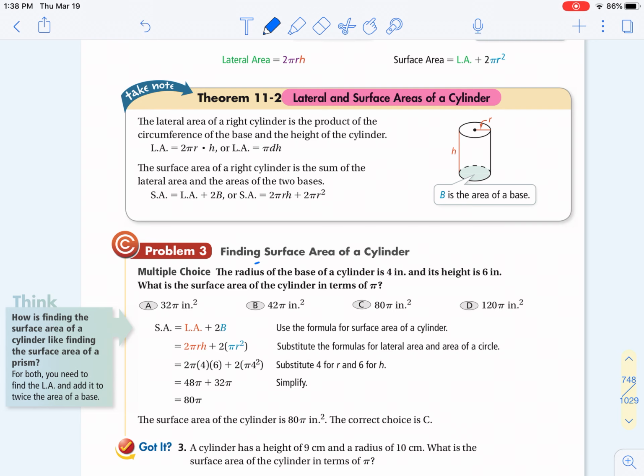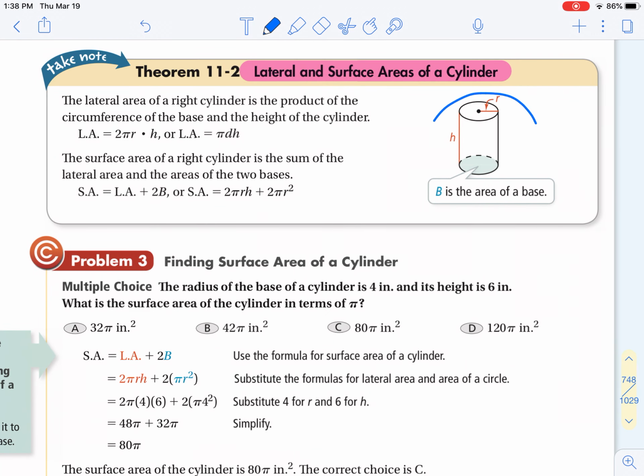Our formula says to find the surface area of a cylinder, we are going to take our lateral area, and we're going to take our base, multiply that by 2, and we'll get our surface area. Does that look familiar? Of course it does. It's the exact same formula, except now we can be a little more specific. What is lateral area? Remember, lateral area is basically the perimeter, but in this case, it's going to be the circumference of that circle, and we're going to multiply it by the height.